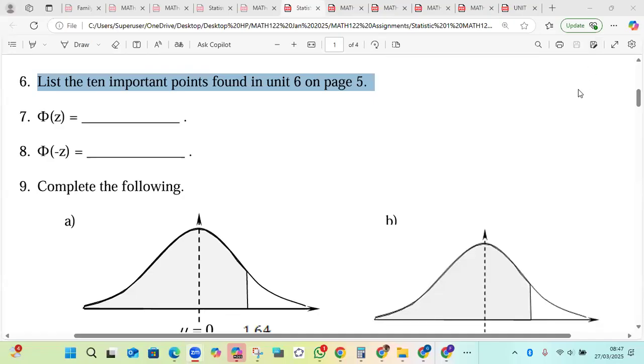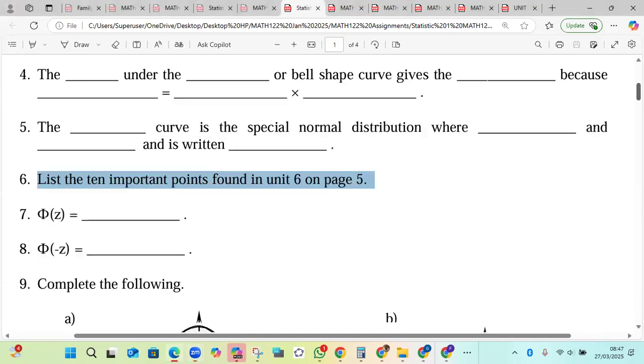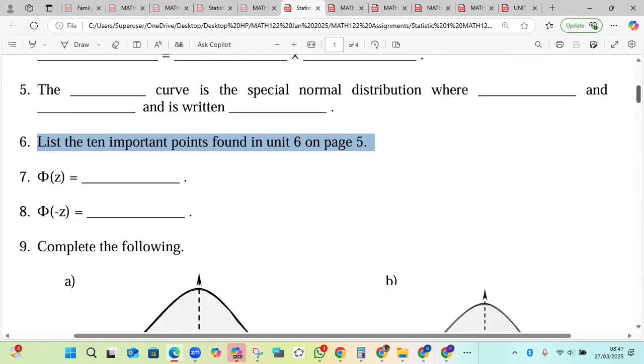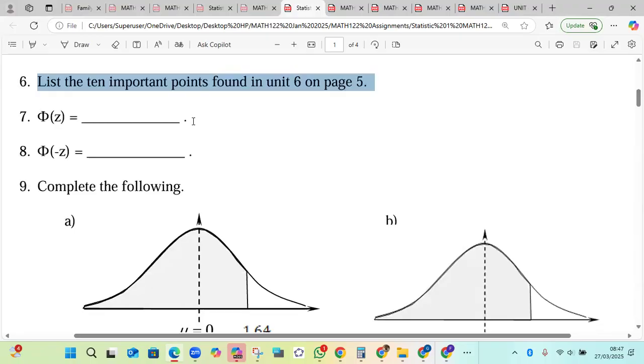Here we are going to discuss number 6 in the Math 1 to 2 Statistics 1, Unit 6, Assignment 6, number 6. It says list 10 important points found in Unit 6 on page 5. So we have to go to Unit 6 on page 5.